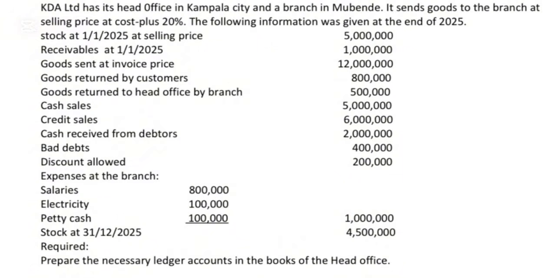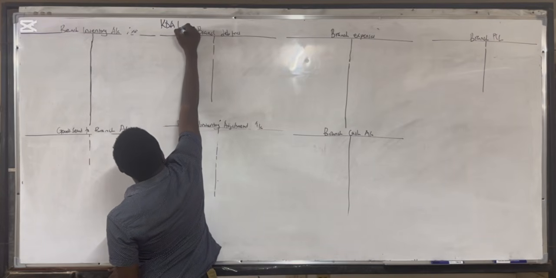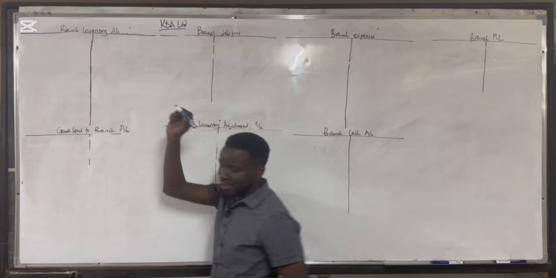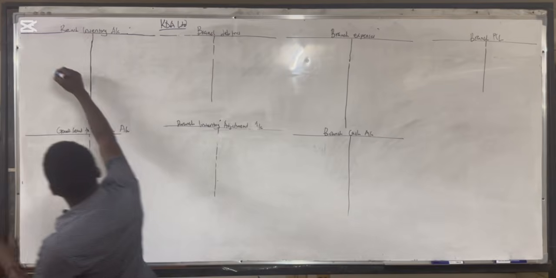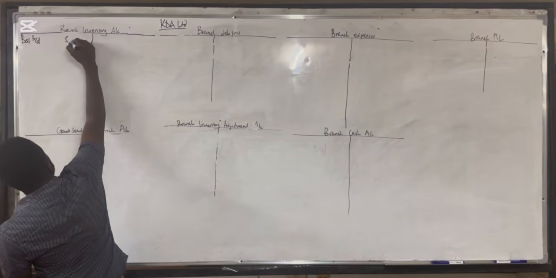They're telling us that these are in the books of KDA Limited. So in the books of KDA Limited, as we start, they've told us that we have a balance brought down, and the balance brought down, if you check in the question, is 5 millions. So we have a balance brought down of 5 millions.